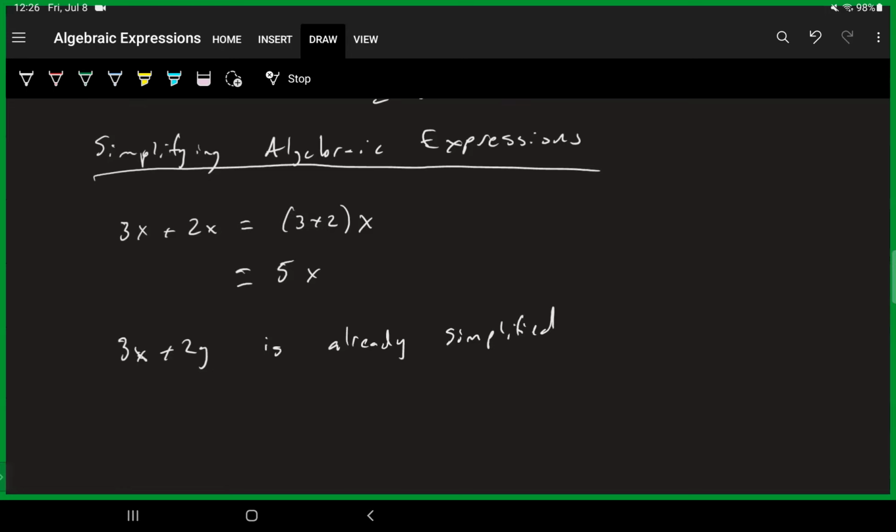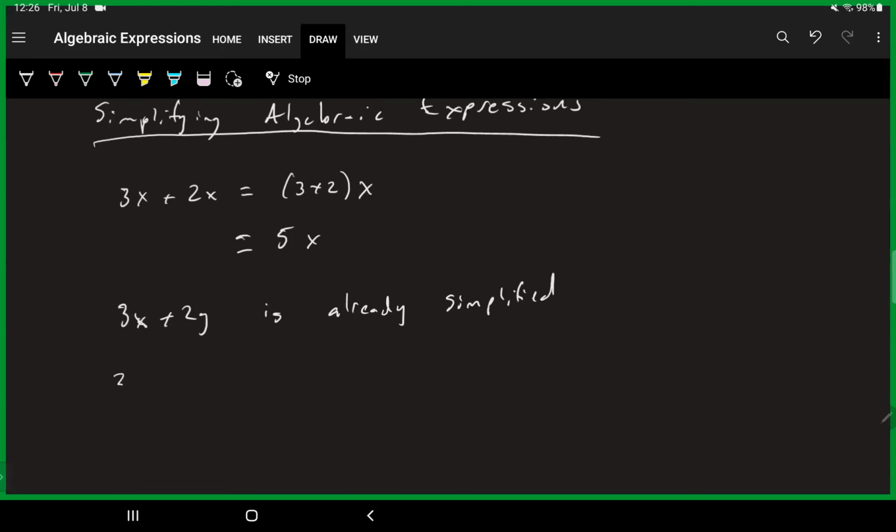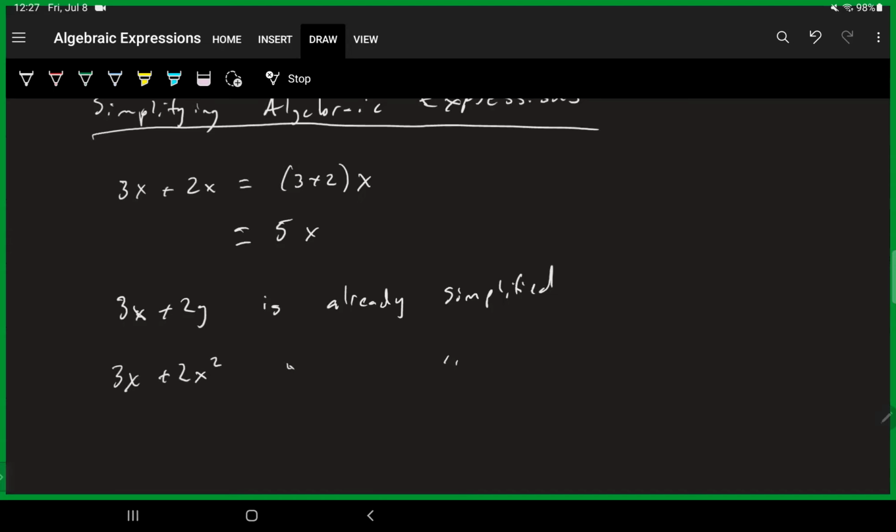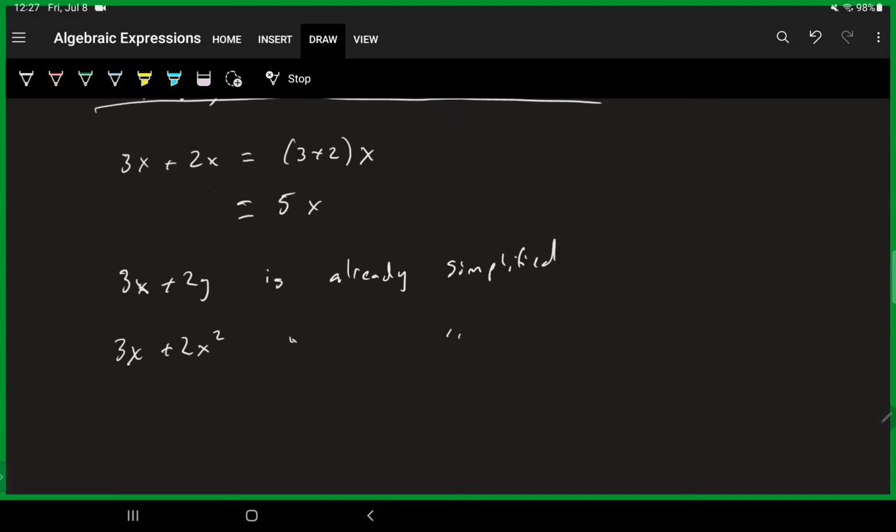Similarly, 3x plus 2x squared is already simplified as well, because I have a different base. Even though I have an x and an x in both terms, I have a different exponent. So those are not like terms.